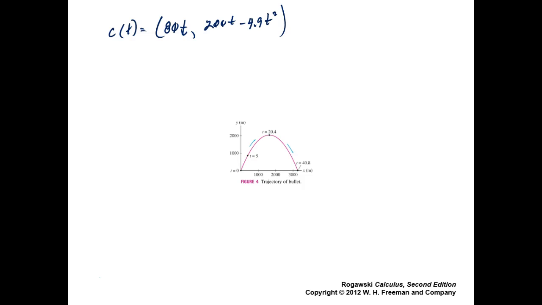Now, the height of the rocket at any time t is your y. That's how far up and down you're going. Your horizontal displacement, or the range of the rocket, is your x. So, find the rocket's height at t equals 5 seconds. How would you do this?